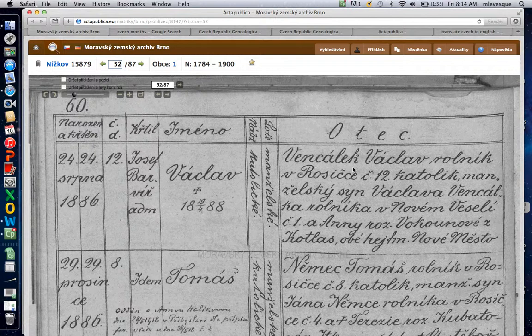Otec, father. So this one starts with the last name first. Sometimes it's the other way around, and you have to just kind of stop back for a minute and say, okay, which one's the first name, which one's the last name? But his last name is Vencalek, Václav. Now, a rolník. I don't get too taken up with these occupations. Maybe my next pass through all my 5,000 records I will.